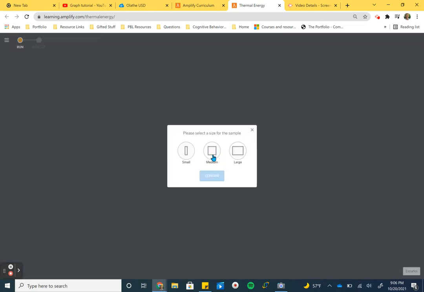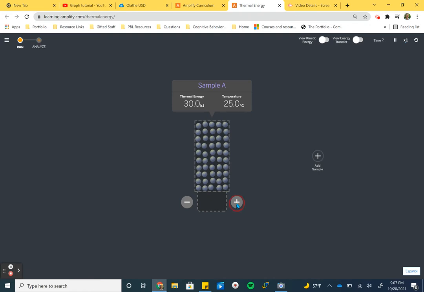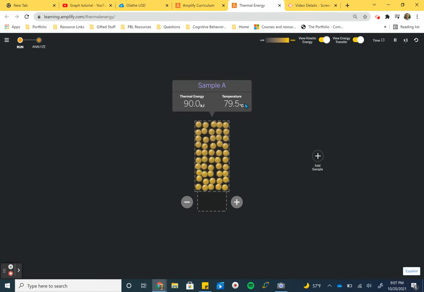So, depending on what type of experiment you did, if you used small, medium, and large, mama bear, papa bear, baby bear size samples, then you can use small, medium, and large samples to run your experiment. So, for example, if I'm going to add a small sample and my water in my experiment was about 82 degrees Celsius, I'm going to get it as close as I can, which was 79.5 in the simulation. I could keep going, but I think it goes up to 90. So I'm going to keep it at 79.5.